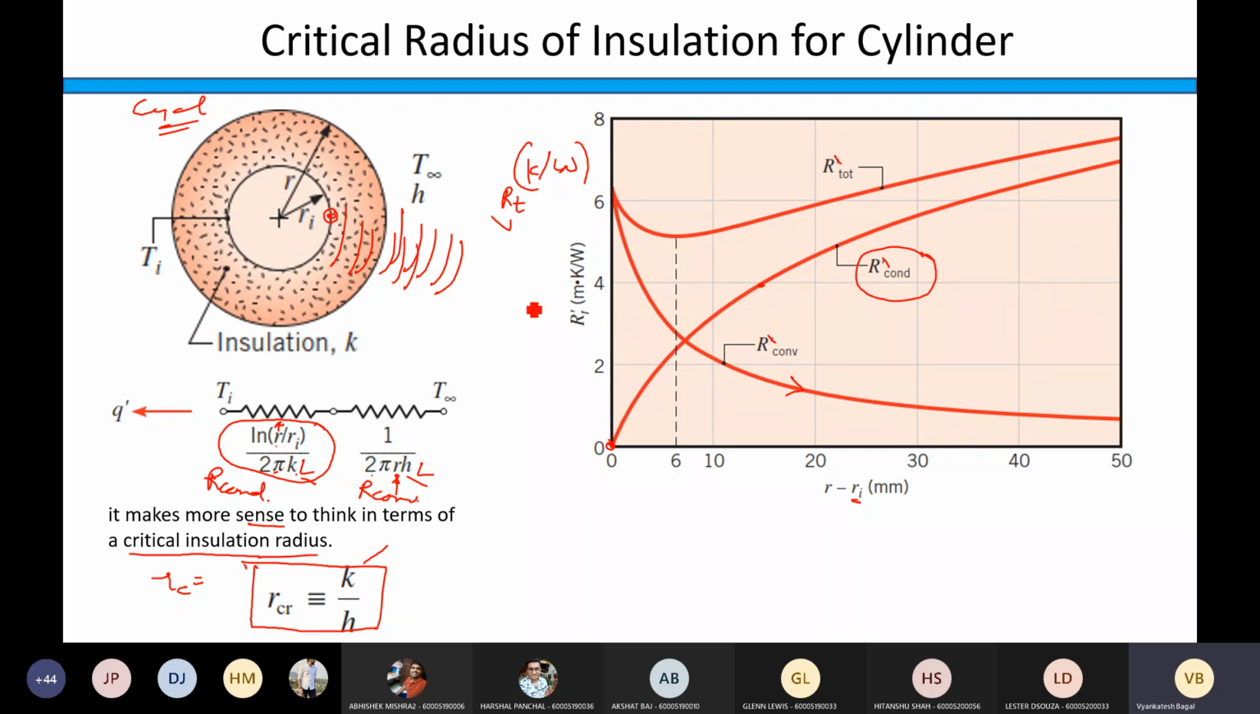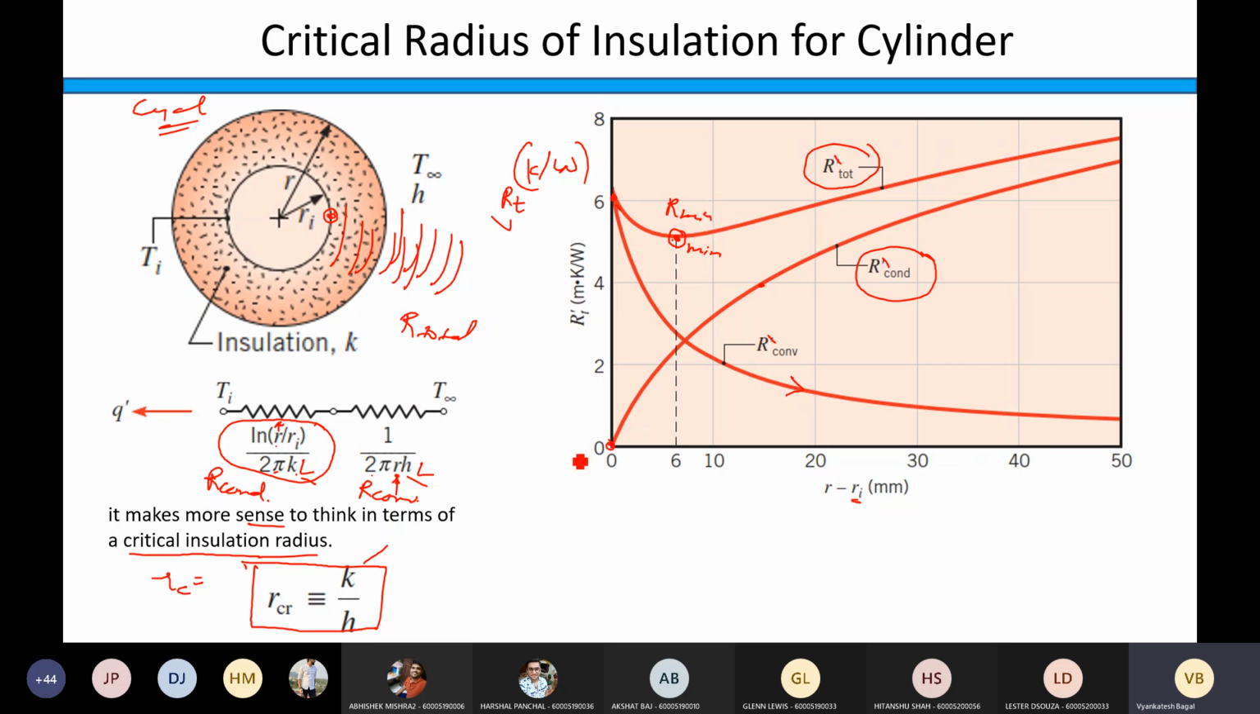But we are interested in R total and not in individual resistances. So what you have to plot is R total. This is your R total. Initially, when you start from your base radius, if you go on increasing the thickness of insulation, your resistance will go on decreasing like this. It will become minimum at this point. And if you go on adding further insulation thickness, the resistance will go on increasing again. So this is the point where R is minimum.